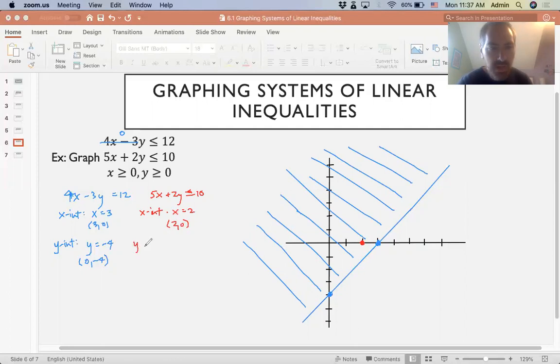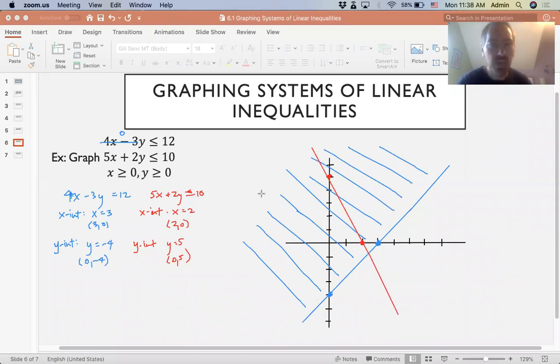And for the y-intercept, we let x equal 0, and we're left with 2y equals 10. Divide 10 by 2, we get 5. So we have our y-intercept 0 comma 5. And again, we are including equality, so we will use a solid line. Let me get my straight line here. That may look a little better. There we go.